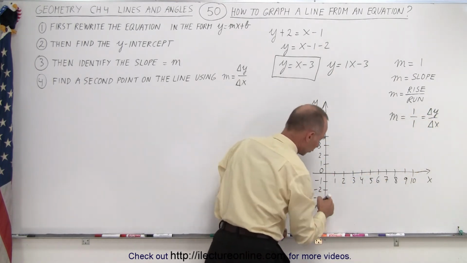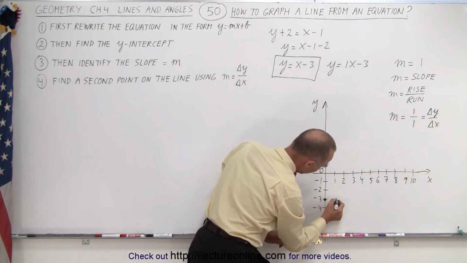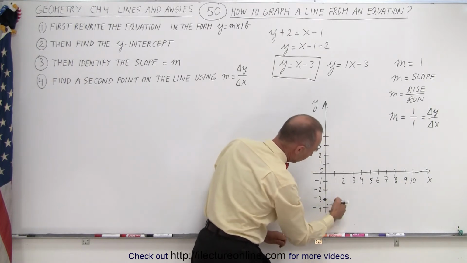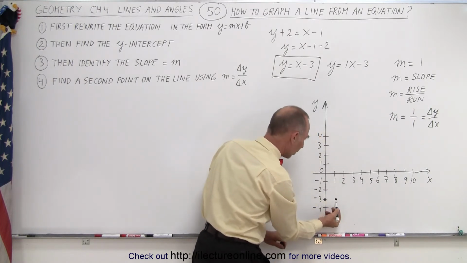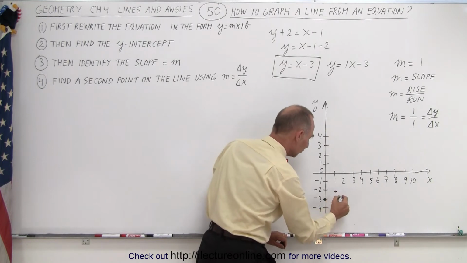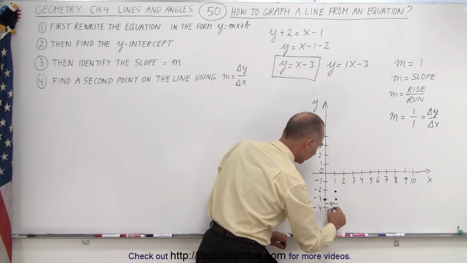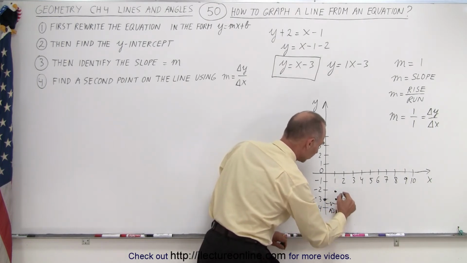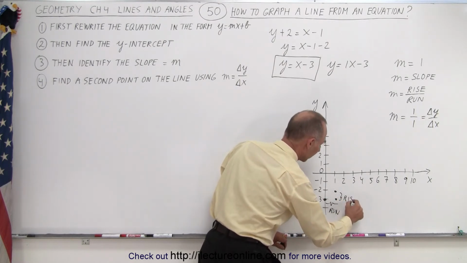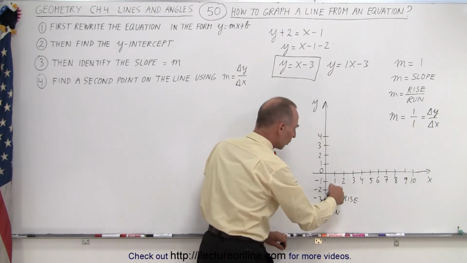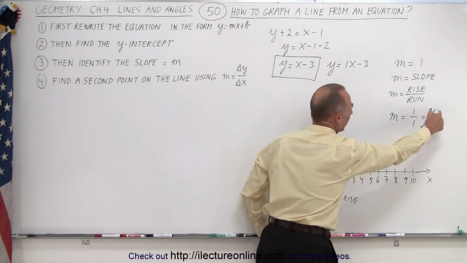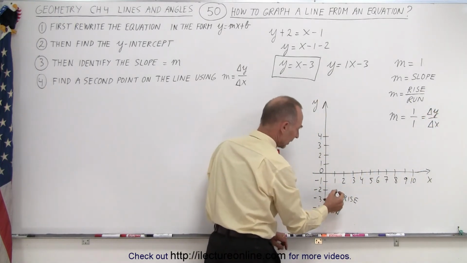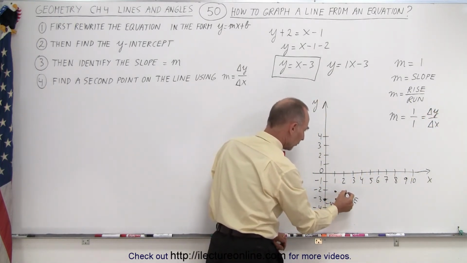That means if I go to the right one, so from here to here, so where x equals 1, then y changes by 1 as well, so I go up 1. So this here is what we call the run. And this here is what we call the rise. And so we can see that we rise 1 for every run of 1. So I go up 1 for every run of 1. And then again, for every run of 1, I go up 1.